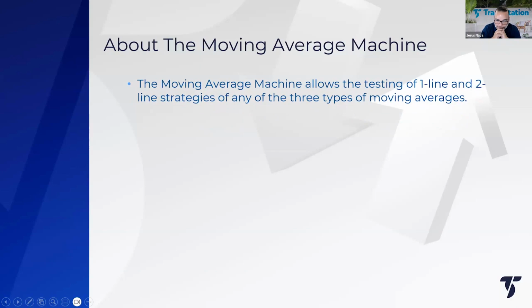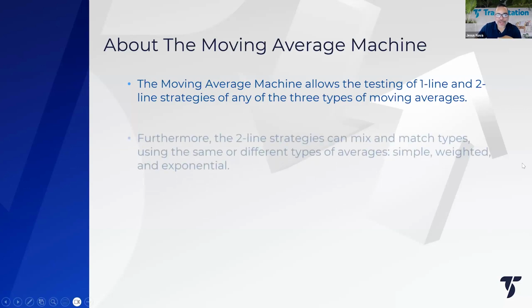The first thing is that it allows you to test one-line or two-line strategies of any of the three types of moving averages. So you can see that on my chart that I was just looking at, we had one moving average of each. We had one simple, one weighted, and one exponential. But the strategy allows you not only to test just one line, but it also allows you to test two lines, meaning two simple moving averages, two exponential moving averages, and two weighted averages. Remember the difference between the two strategies. When you have just one line, we're looking for the price activity to cross above and to cross below that line. When you're using two lines, what you're looking for is for the two lines to cross.